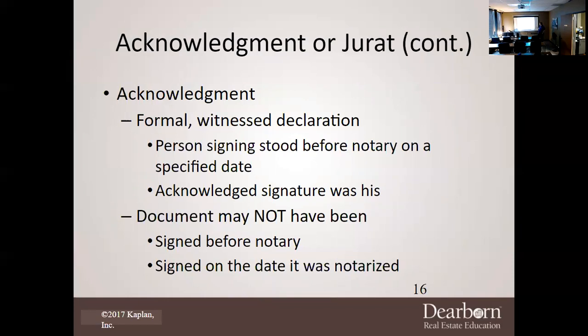Okay. Again, acknowledgement is a formal witness declaration. The person signing stood before a notary on a specific date, and acknowledged the signature was his. The document may not have been signed before the notary and signed on the date it was notarized.